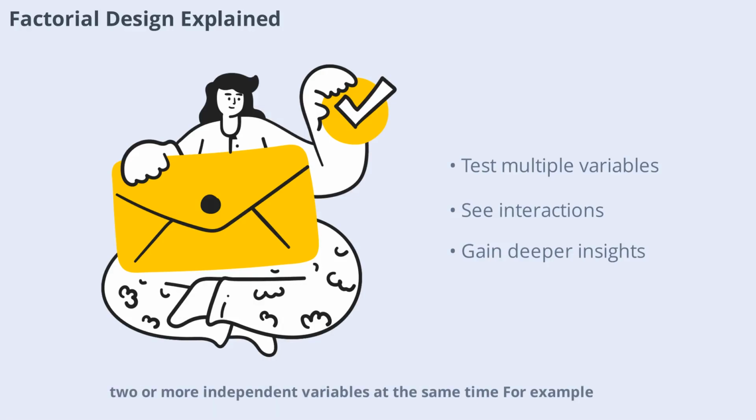For example, you might test both sunlight and fertilizer on plant growth. This design helps you see if variables interact with each other, providing deeper insights. Factorial designs can be complex, but they're powerful for exploring multiple factors in one experiment.